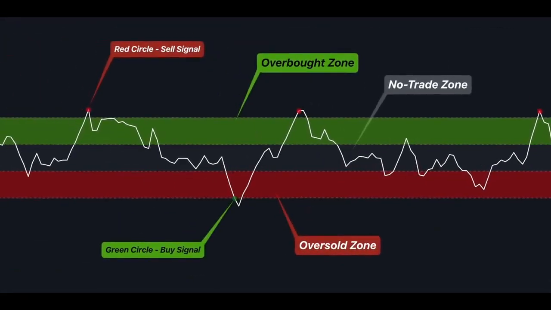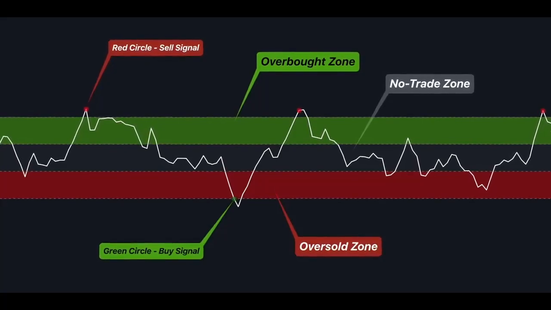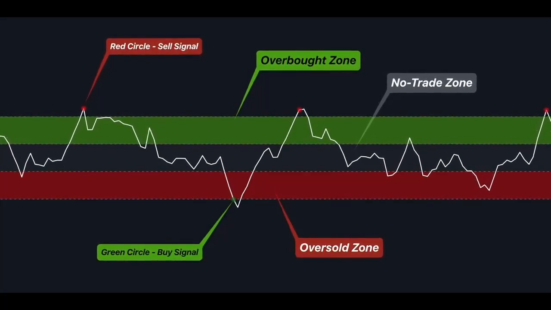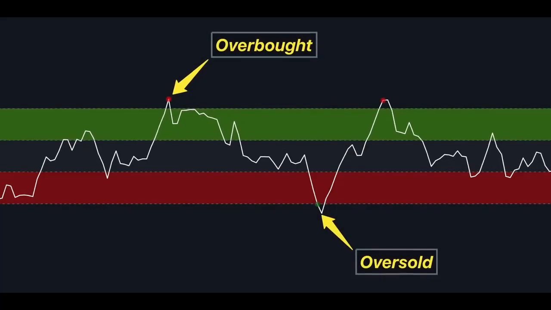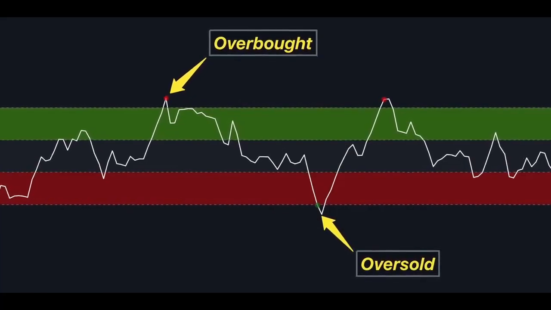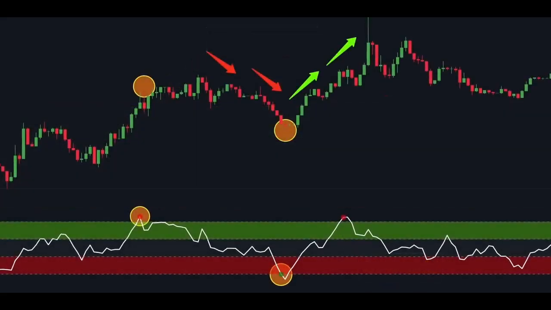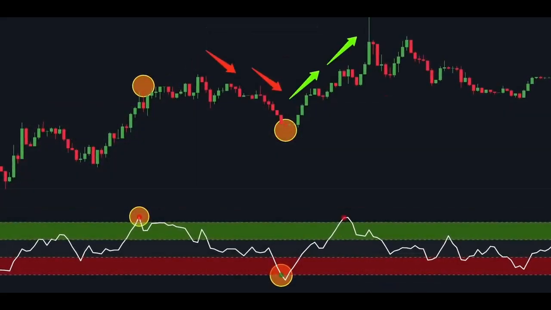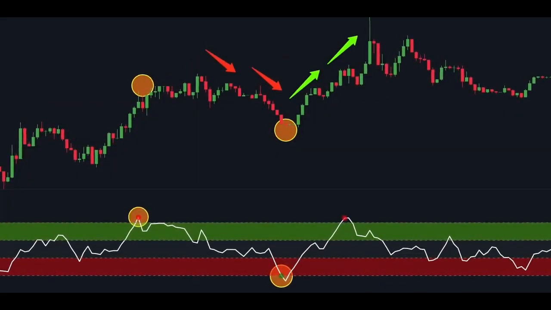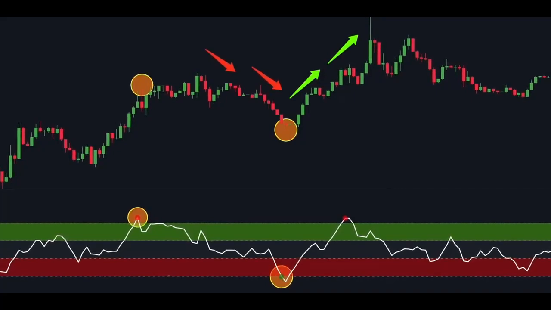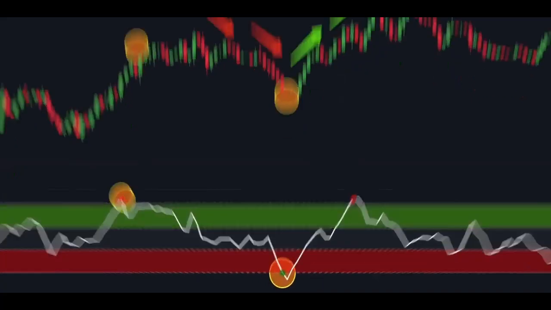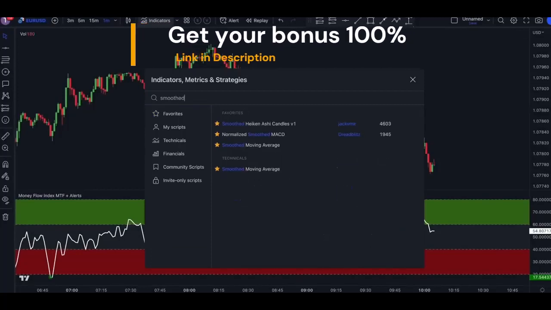The money flow index is a technical indicator that measures the buying and selling pressure in a particular security or market over a specific time period. It is based on both price and volume data, and it's used to identify overbought or oversold conditions in a security. The money flow index oscillates between 0 and 100, with a reading above 80 indicating an overbought condition and a reading below 20 indicating an oversold condition.